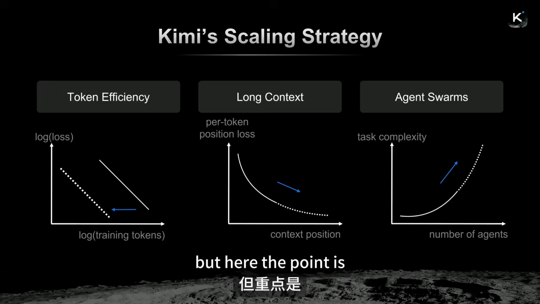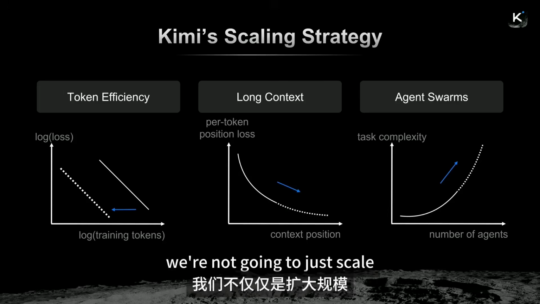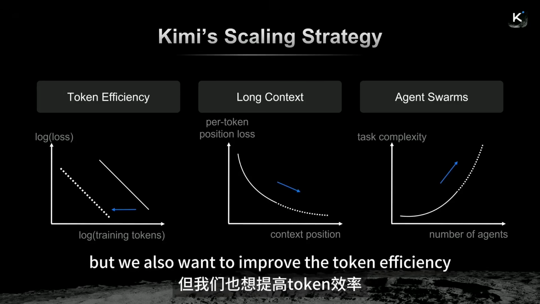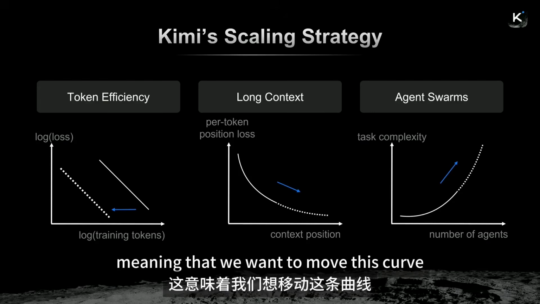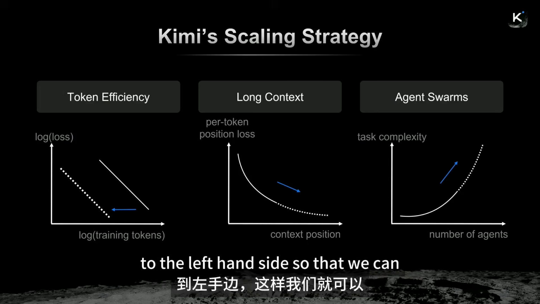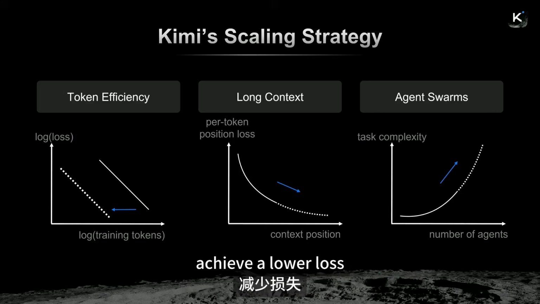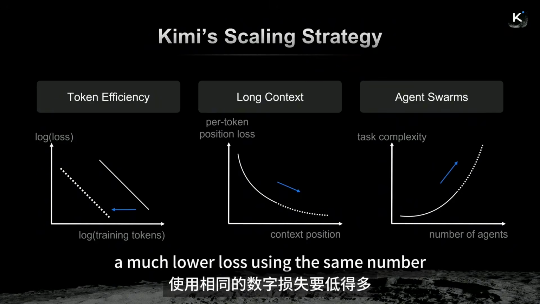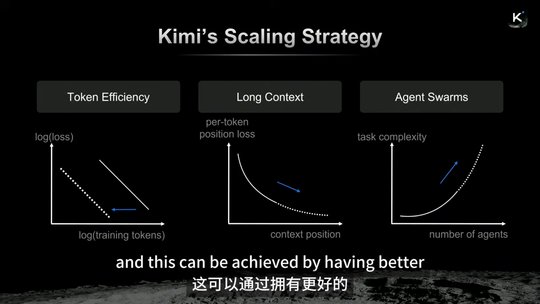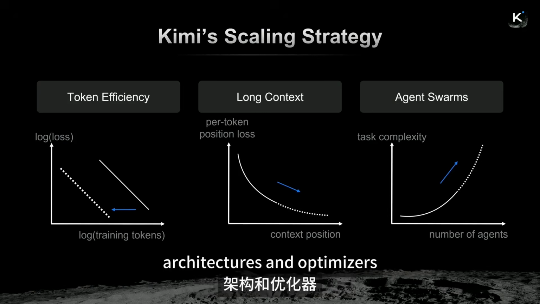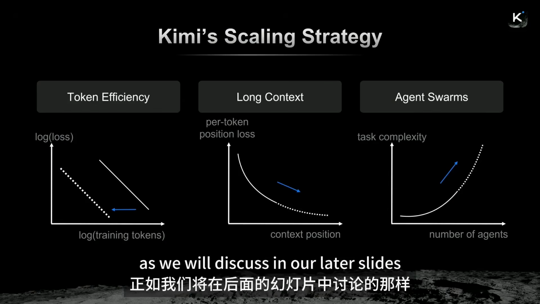But here the point is, we're not going to just scale the number of training tokens, but we also want to improve the token efficiency, meaning that we want to move this curve to the left-hand side so that we can achieve a much lower loss using the same number of training tokens. And this can be achieved by having better architectures and optimizers, as we'll discuss in our later slides.